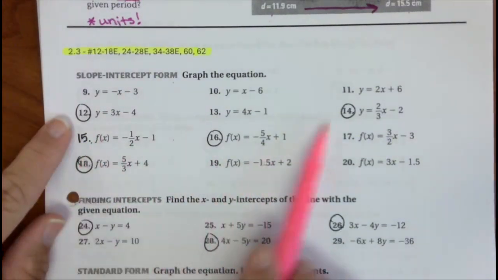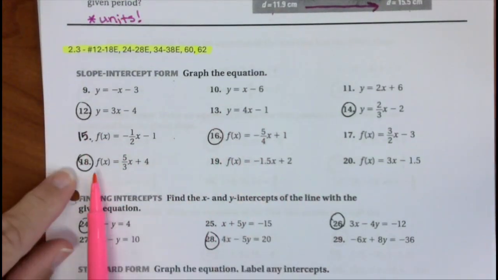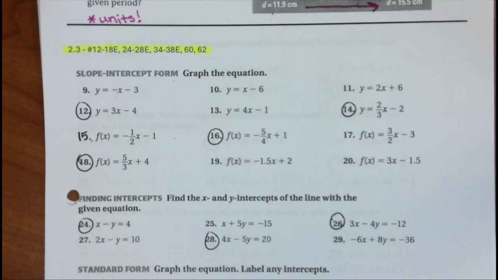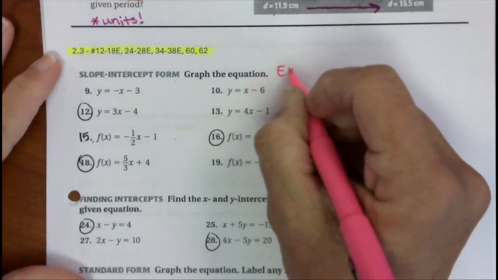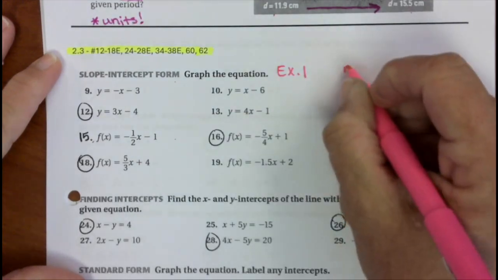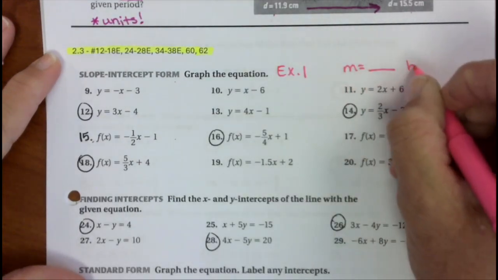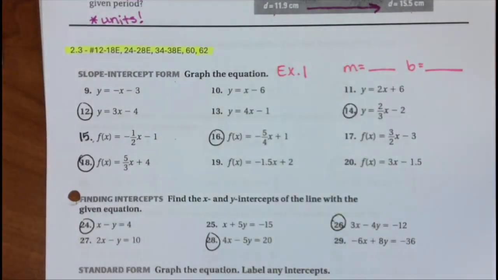The first 4, 12, 14, 16, 18, it says graph the equation. That's just like example 1, right? I believe it was example 1. Let me make sure I have the right problem numbers. Yeah. So this is like example 1. You need to identify the slope, you need to identify the y-intercept, and you need to graph it, just like we did on example 1. Okay?